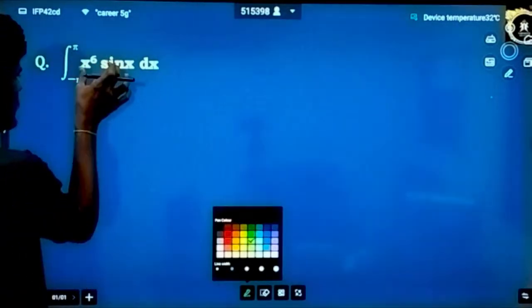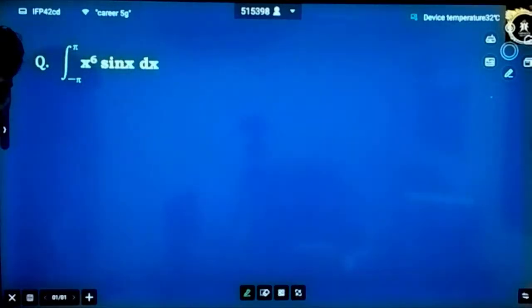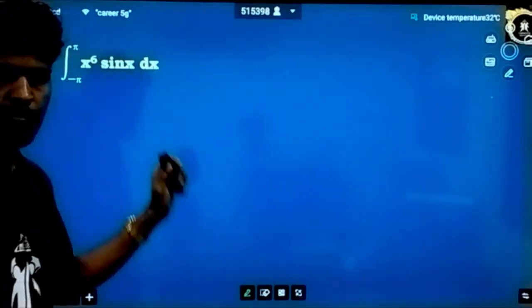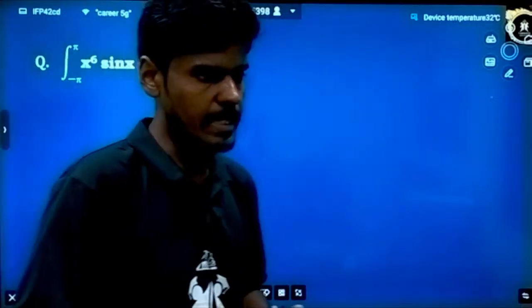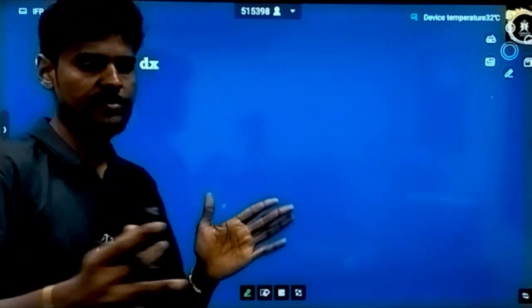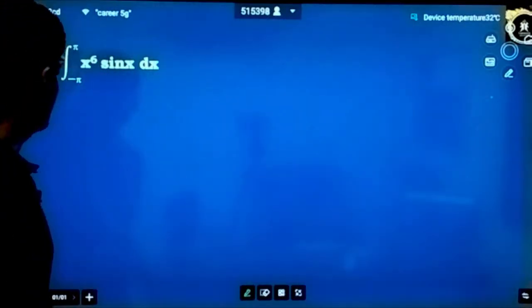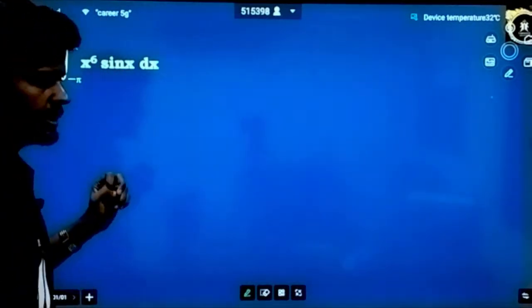What we have is product of two functions. One is x power 6, another is sin x. If we have to integrate this, we have to use integration by parts, and then we have to do that 6 times and then apply the limit, which is very lengthy. Then what we can do is try to use the properties of definite integration.